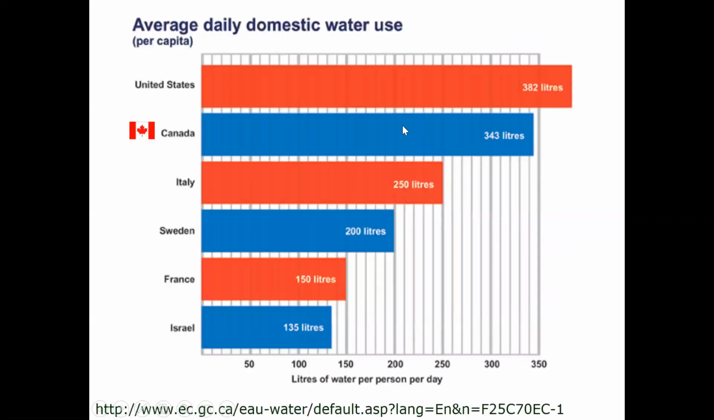I guess we looked at this already, just looking at different countries, but you can see that, for example, we do have Israel on this list, which I think is interesting because Israel is a very dry country. And so they're using a lot less water per person per day, probably because it costs a lot more there as well.